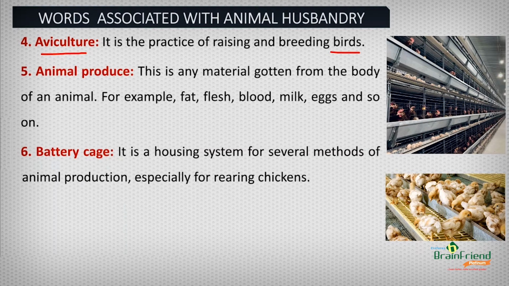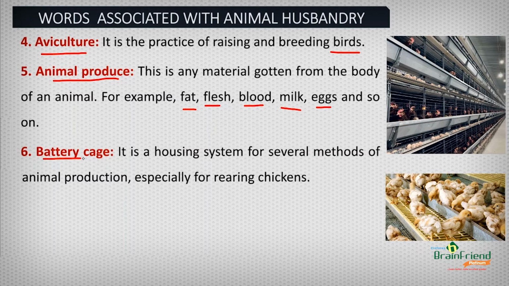Also, we have animal produce. Animal produce are materials gotten from the body of animals. For example, we get fat, flesh, blood, milk, eggs, and so on from animals.